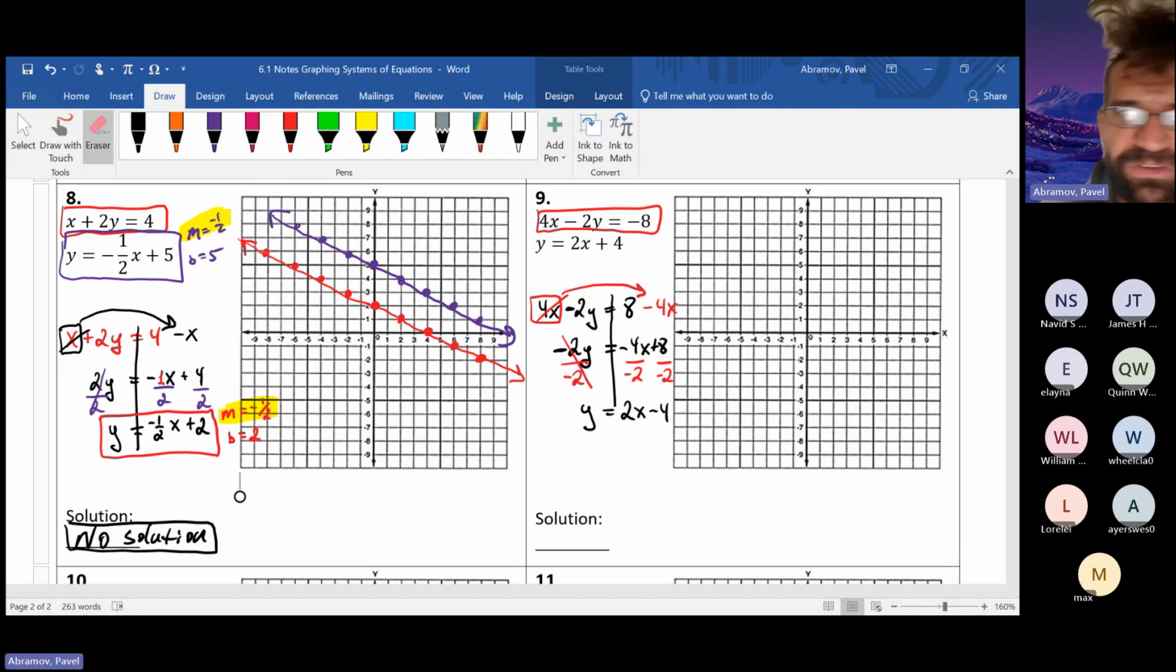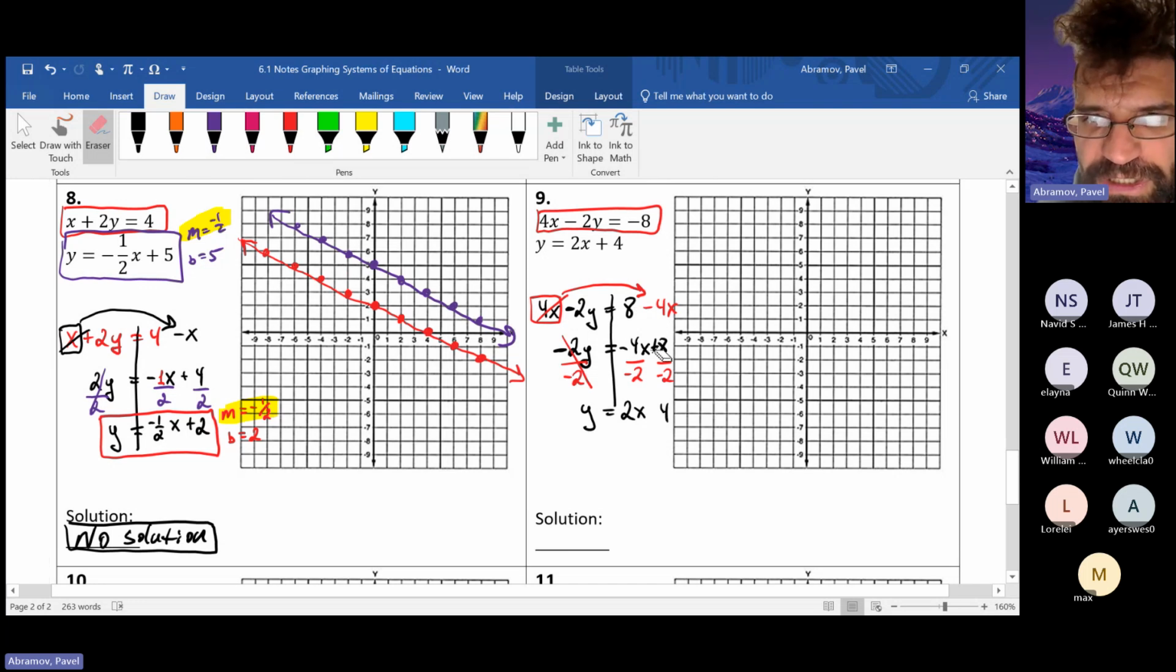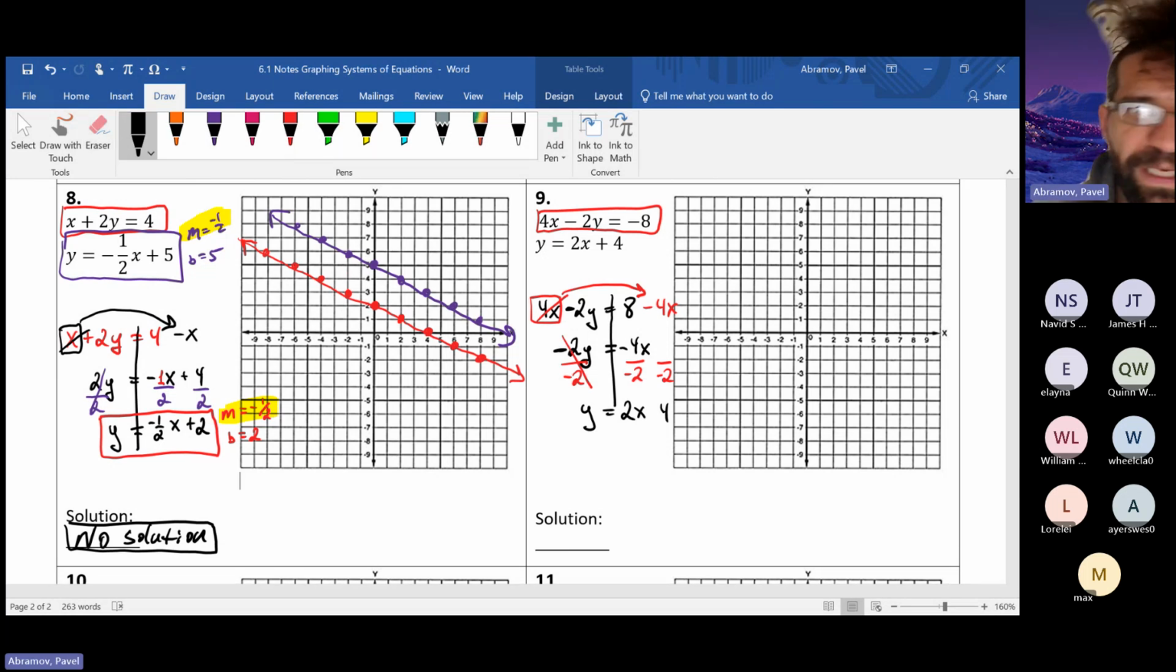Oops, I'm sorry. I just realized that the 8 was negative. So that actually will change some things here. Sorry about that. Okay, so yes, the 8 is negative. So here we actually have negative 8. Therefore, it's negative 4x minus 8. And when we divide it by negative 2, it becomes positive.